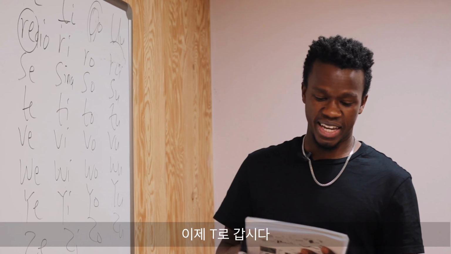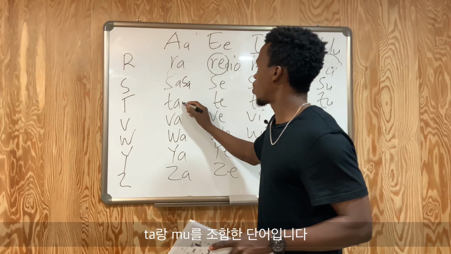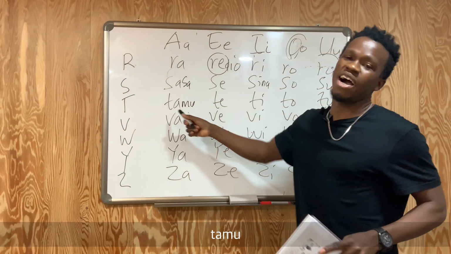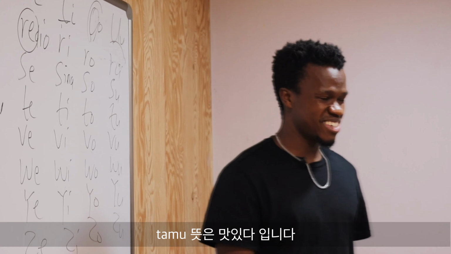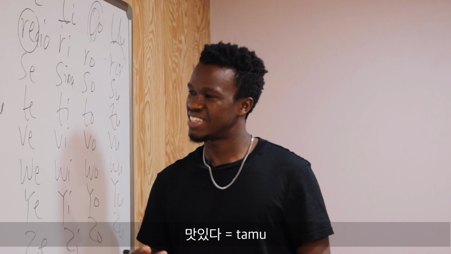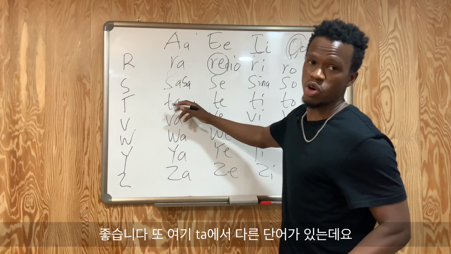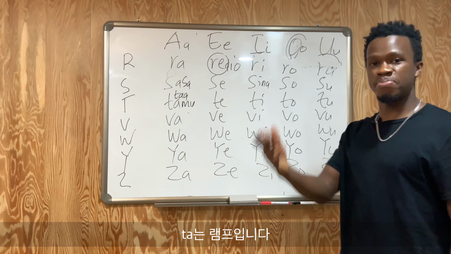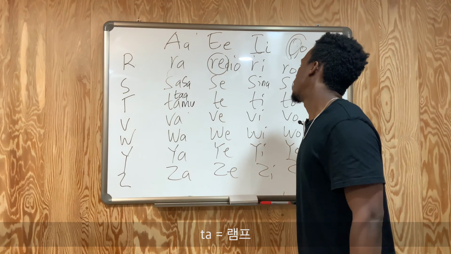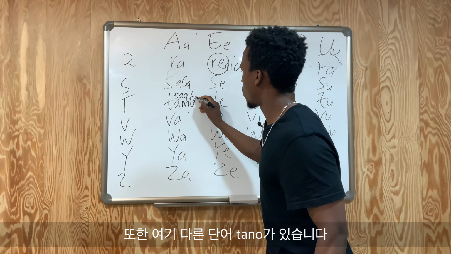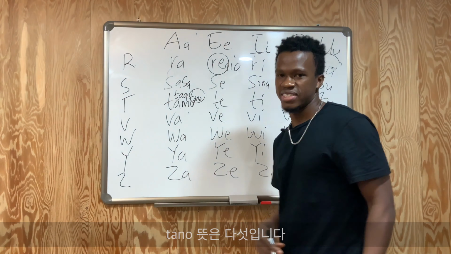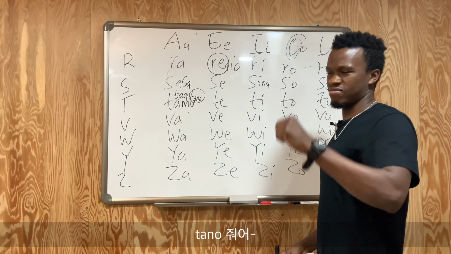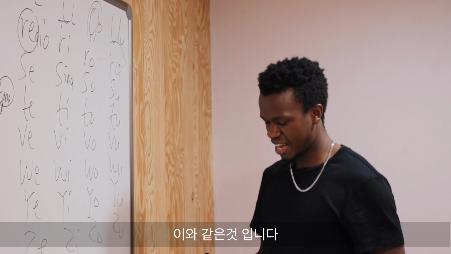All right, and then let's go to T. We have one word here. You can add T-A and M-U, mu, from M. Tamu. Tamu means delicious. Okay, another word, T-A, we have here, ta. Ta is like lamp. Or you have another word here called Tano. Tano means 5. So give me Tano, give me 5. Or something like that.